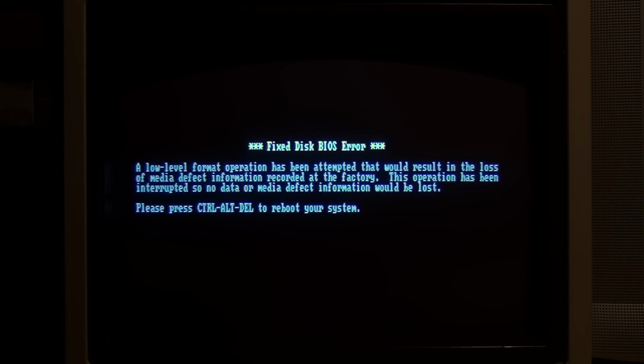And here's something unusual. Maybe you could see that I just tried to use that diagnostic program to check the interleave of the hard card, and it popped up this message saying that a low-level format operation has been attempted, and this operation has been interrupted, so no data or media defect information would be lost. So this is the hard card intervening to make sure I don't screw things up.